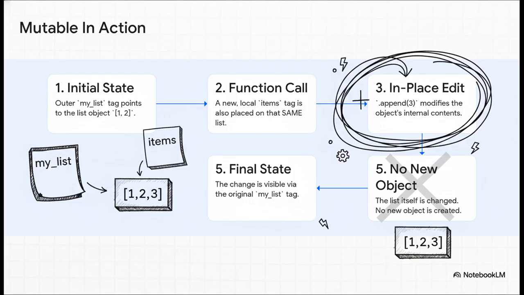But this time, when we call .append(3), we're not moving any sticky notes. We're reaching into the object that both notes are stuck to and changing its contents. Since both mylist and items point to that one single shared object, the change is visible from everywhere. The original list has been modified.